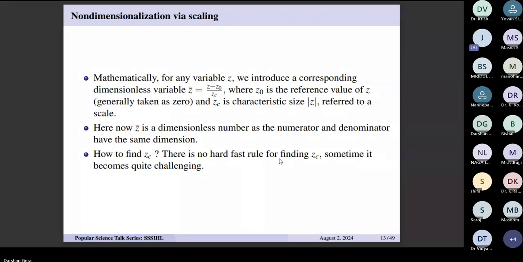For this zc, there is no hard and fast rule to choose its value. This will depend on the goal of your study, what you actually want to obtain from your model analysis. Accordingly, you have to choose the value of zc. If you want to observe or investigate the impact of a particular parameter in the model, then you have to choose zc in such a way that this parameter remains in the model. Otherwise, it will create a problem for you. How will you investigate the impact of that parameter?